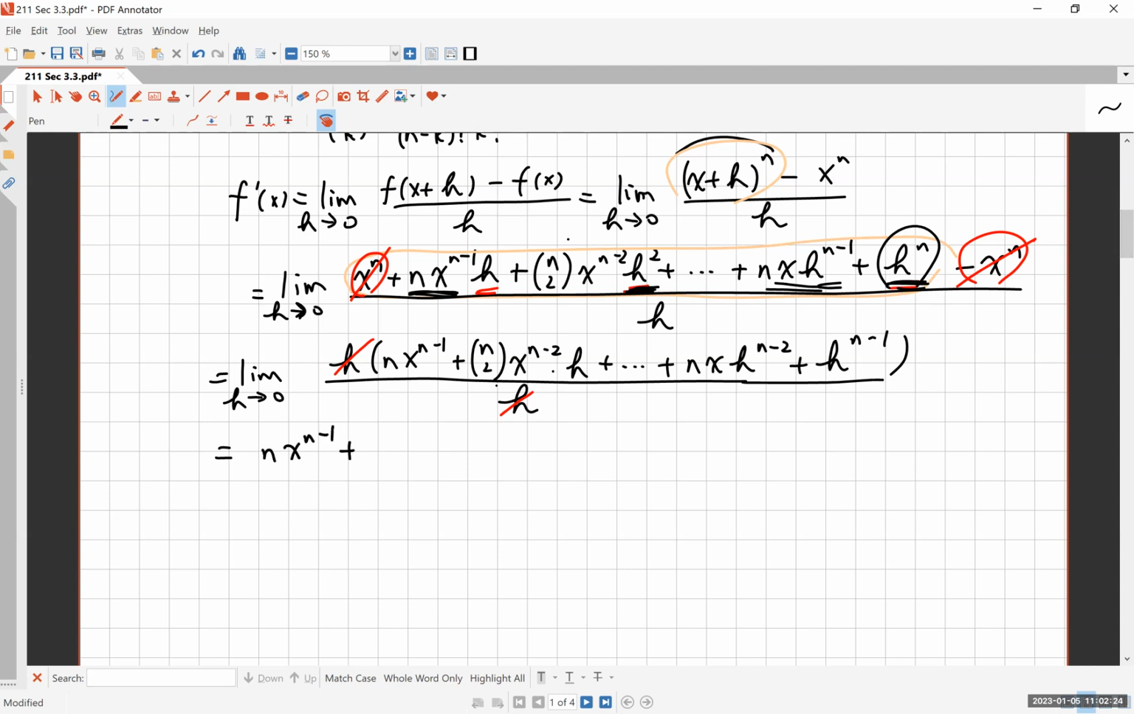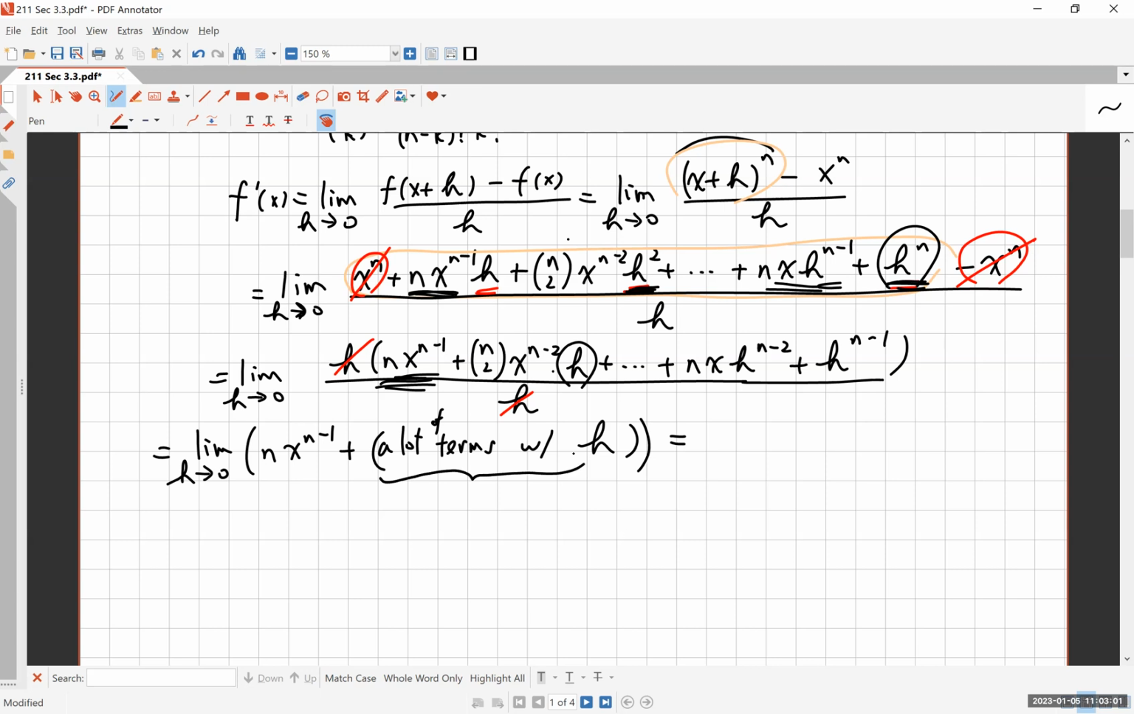All right, so now you see what's left here. Every term except the first term has h in it. A lot of terms with h in it, right? Okay, so that's, I should say, the limit as h approaches 0 of this.